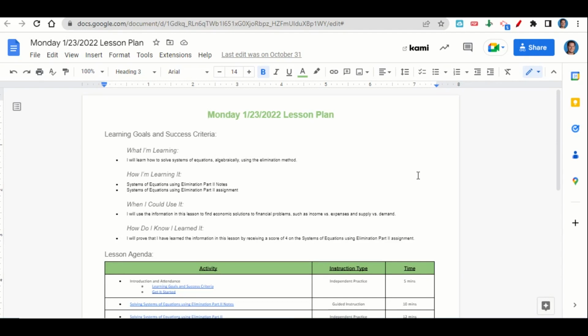When can we use this information? To find economic solutions to financial problems, such as income versus expenses and supply versus demand. How do you know you learned it? By getting a score of 4 on the Systems of Equations Using Elimination Part II assignment.